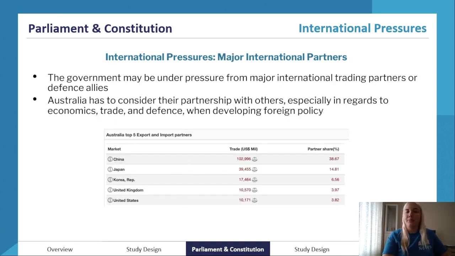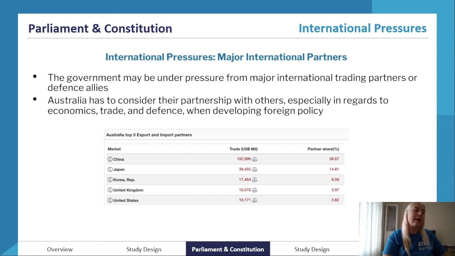We also have major international partners as a form of international pressure. The government could be under pressure from major international trading partners or defense allies. So all the countries we import or export with, or countries we have an alliance with if worse comes to worse and some kind of war or international conflict erupts. Australia has to consider its partnerships with others, especially in regards to economics, trade, and defense when developing foreign policy. So that's just another thing that limits lawmaking.